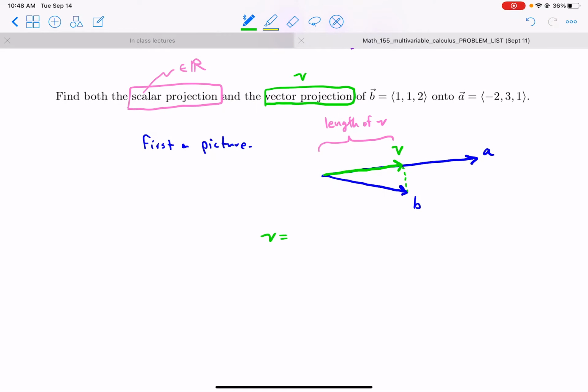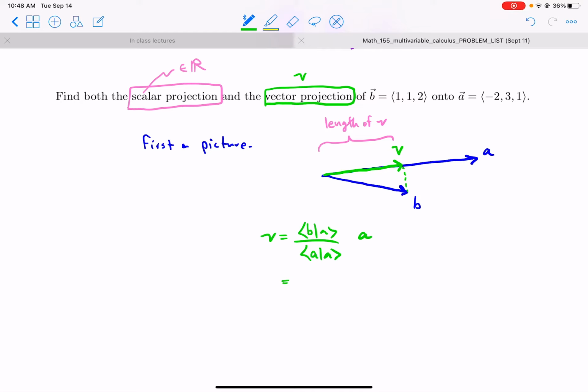V is equal to, well, some amount of A, right? V should be in the same direction as A, so we have to shrink A down until it's exactly the length of V. And so the length of V is determined by B, so that's why we shrink it by B dot A over A dot A. That's it. That's the answer.